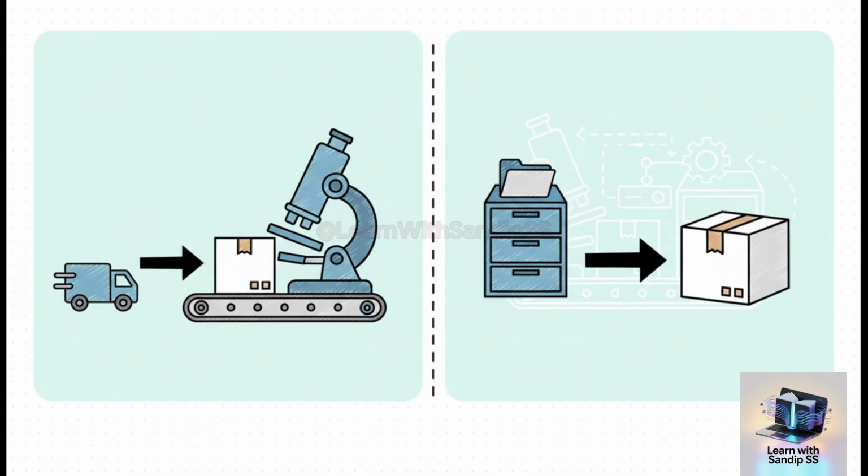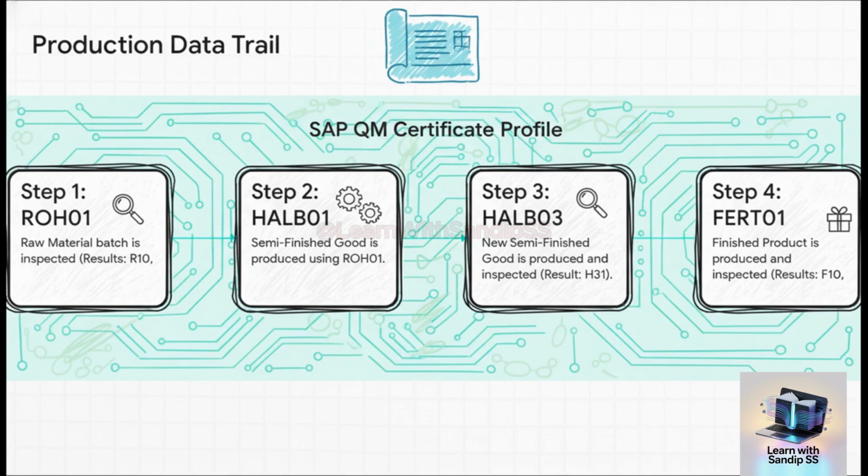This is super efficient because it doesn't require a whole new inspection. And this batch method, well, it has a hidden superpower that we're about to see. Just to see how this works, let's follow the journey of a product real quick. Imagine your finished product, FRT01, is made in a few steps. You start with a raw material, ROH01, and it gets inspected. Then, that's used to make a semi-finished good, which gets combined with other stuff and inspected again. And finally, you make your finished product and inspect it one last time.